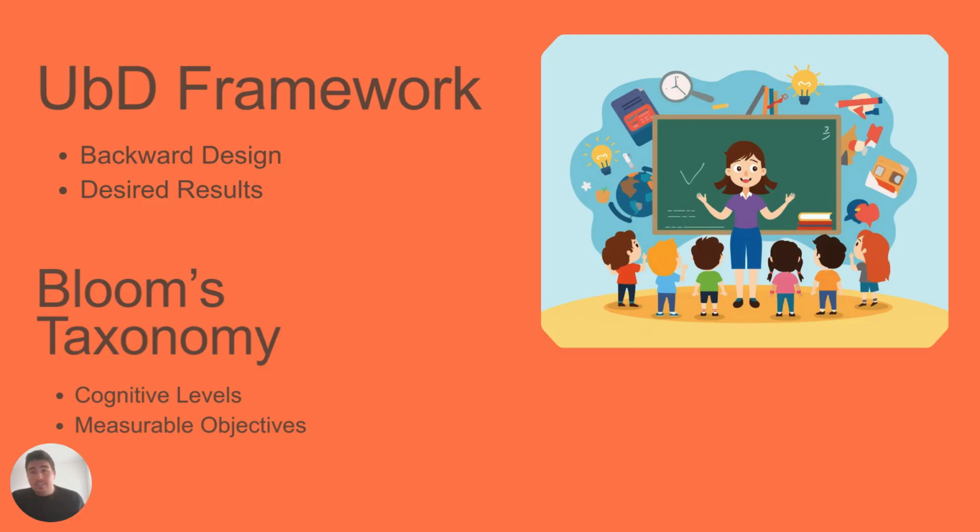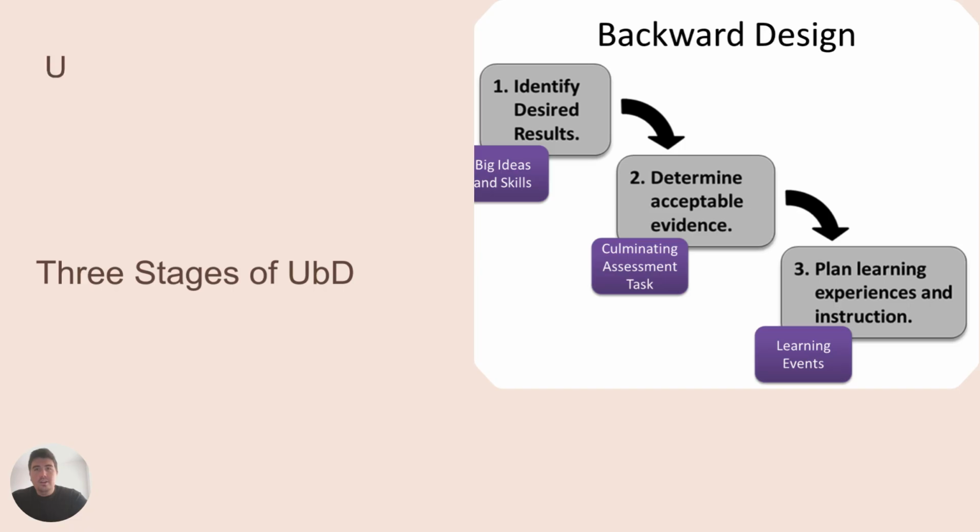For example, in a science unit on ecosystems, desired results might include understanding interdependence among organisms. This specific stage aligns with long-term transfer goals, not just short-term recall. It also encourages thinking about big ideas that last beyond the classroom, not just in the classroom.